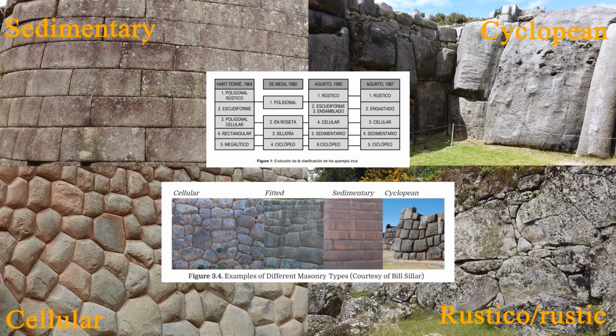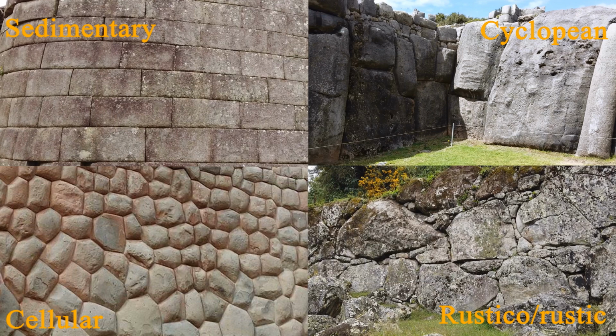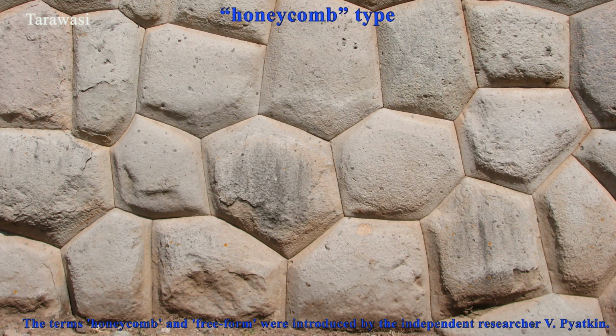Earlier researchers, Agurto Calvo, introduced the following designations: rustico, cellular, sedimentario, ingastato, and sycopio: rustic or rough, cellular suggesting similarity to living cells, sequential, and cyclopean. As we can see, this classification is based on different criteria: size, similarity to natural formations, and quality of processing. But there should be one systemic criterion. Since we were discussing the number of corners or the shape of the blocks, we will choose that as the primary one. Masonry with 5-6 corners, resembling honeycombs, is hence named the honeycomb type.